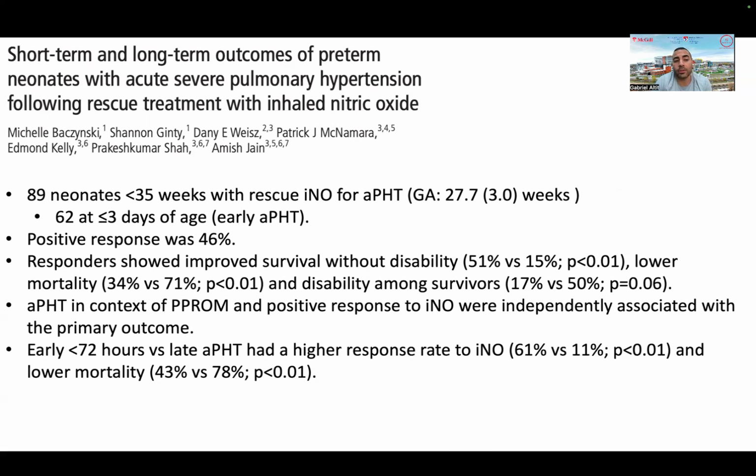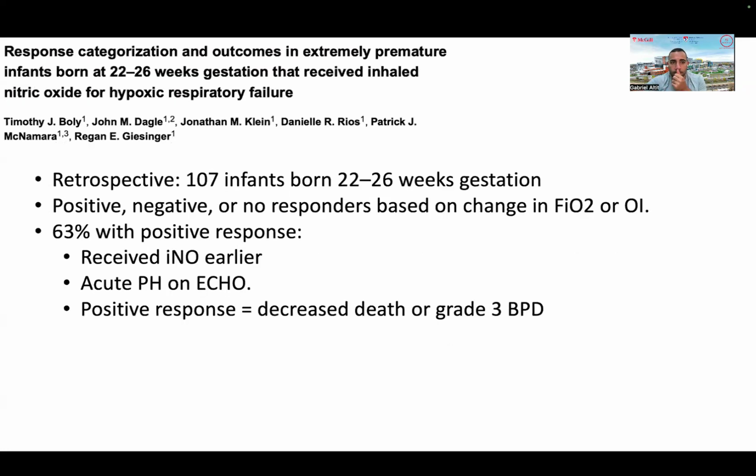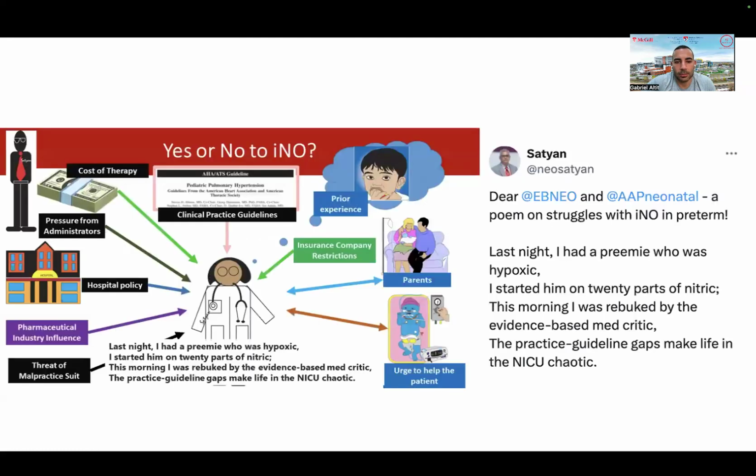It was also found that acute pulmonary hypertension in the context of pre-PROM for more than 2 weeks, or a positive response to iNO, were associated with better outcomes, and early pH was associated with a higher response rate to iNO and lower mortality. The group from Iowa also published on their experience in extremely preterm infants, and they found that those who had a positive response had received iNO earlier, had acute pH on echo, and had decreased death for grade 3 BPD when they had a positive response.